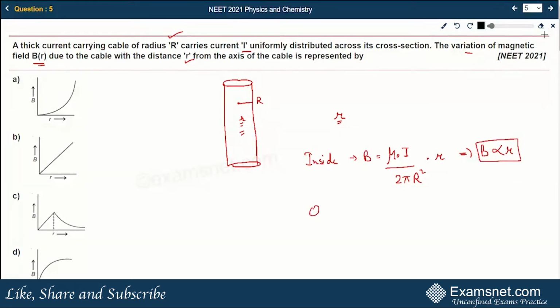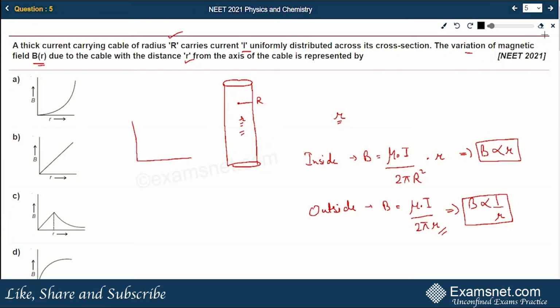On the other hand, if we try to find out the magnetic field outside the conductor, then it is given by the formula B equals mu naught I divided by 2 pi small r. Okay, so here what is the relation between magnetic field and small r? It is inversely proportional to r. Okay, so the graph inside and outside the conductor will vary.